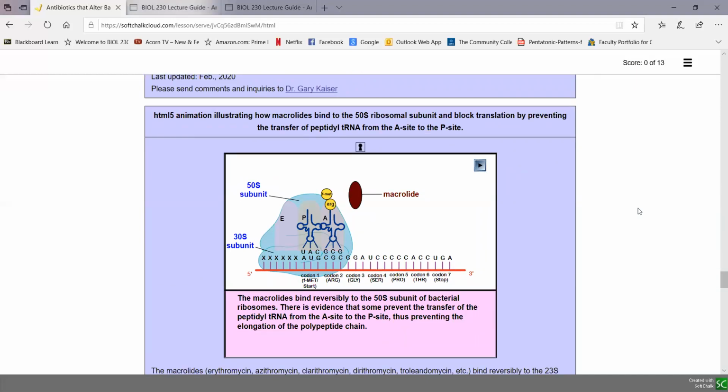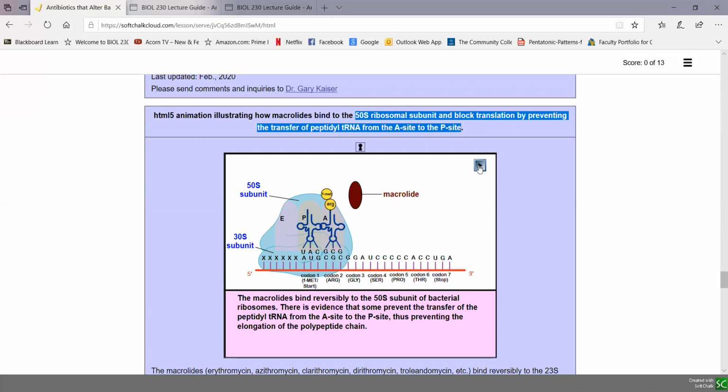And the other way they work is similar to the way some of the aminoglycosides work. They knock the transfer RNA off of the A site so it never moves to the P site. So they can bind in this case, though, to a 50S subunit rather than a 30S. But again, they're preventing the peptidyl transfer RNA located on the A site from moving to the P site.